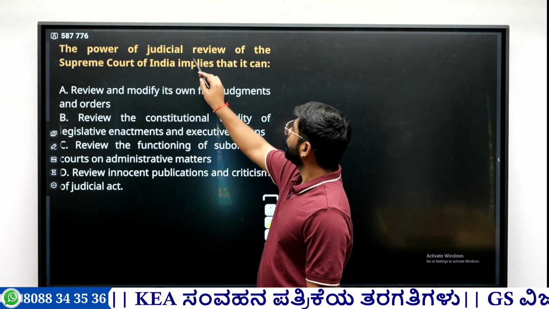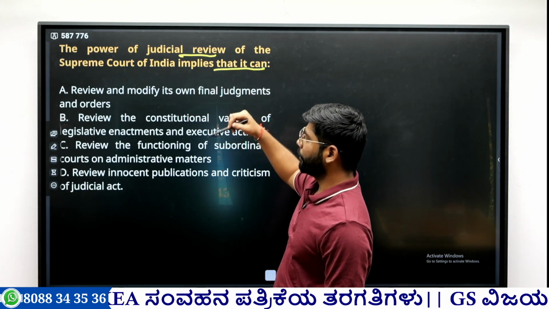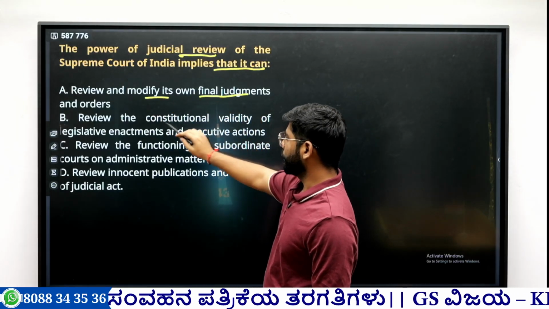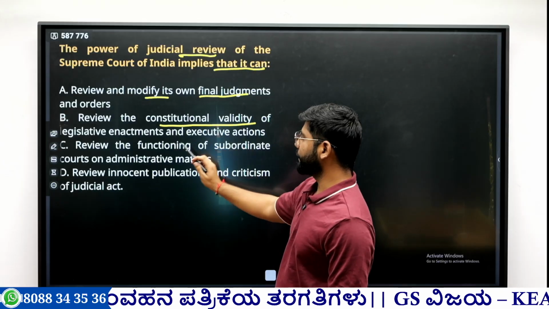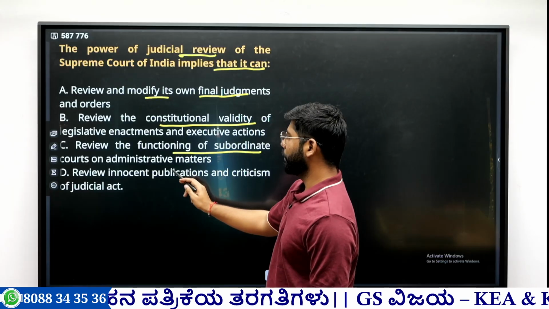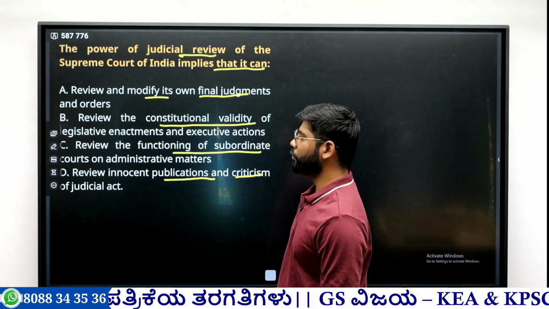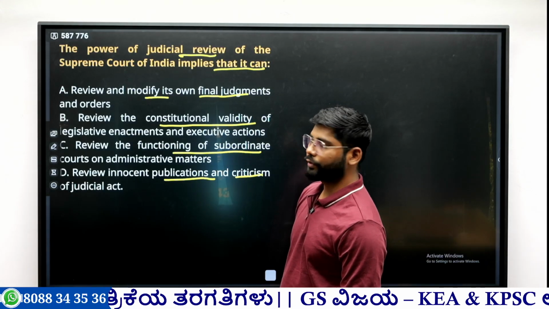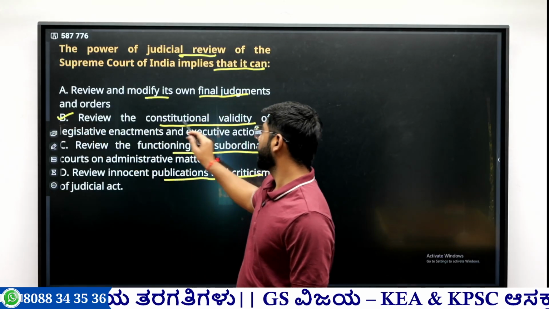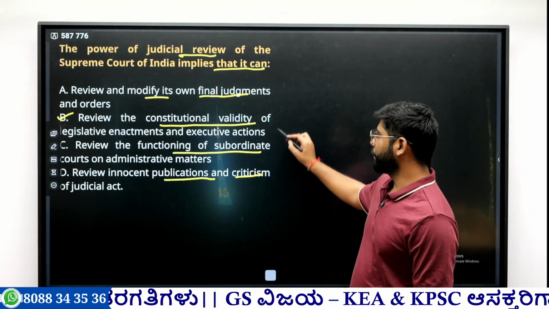Now see, judicial review of the Supreme Court of India implies that it can, okay, what is judicial review? Modify its own judgment? Review the constitutional validity of legislative enactment and executive action? Review the functioning of subordinate courts on administrative matters? Review innocent publications and criticism of judicial acts? So what constitutes judicial review? It is to review the constitutional validity of legislative enactment and executive action. So this is the judicial review.